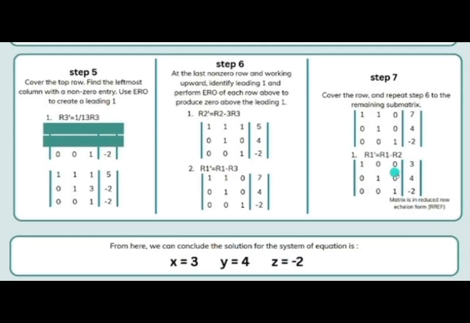So from here, we can conclude that the solution for the system of equations is x is equal to 3, y is equal to 4, and z is equal to -2.